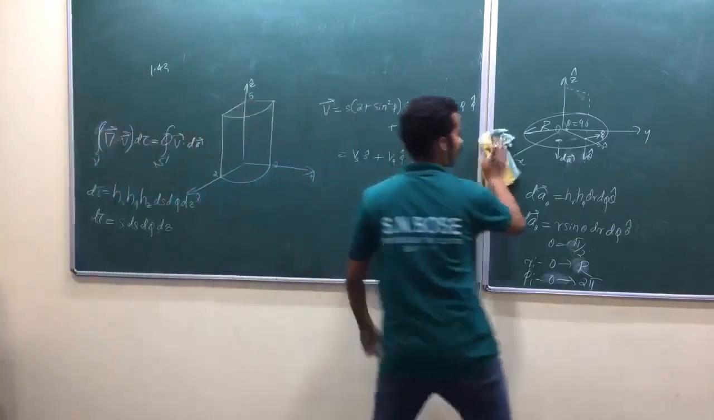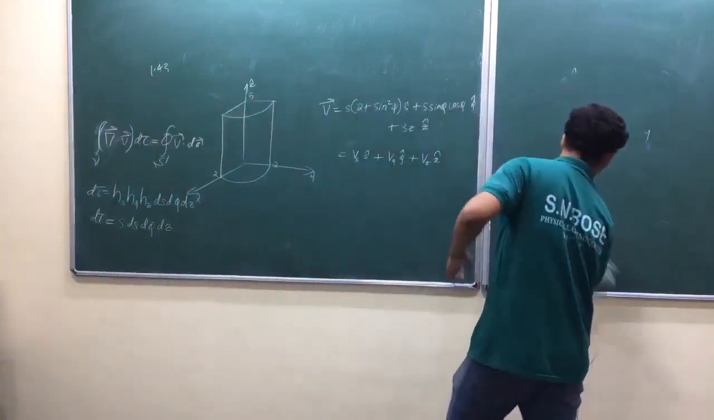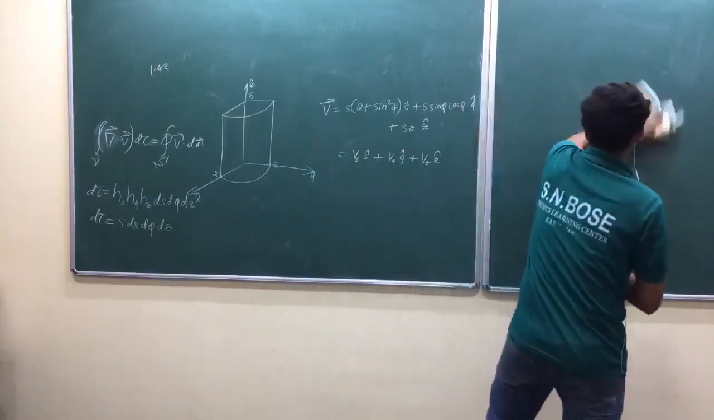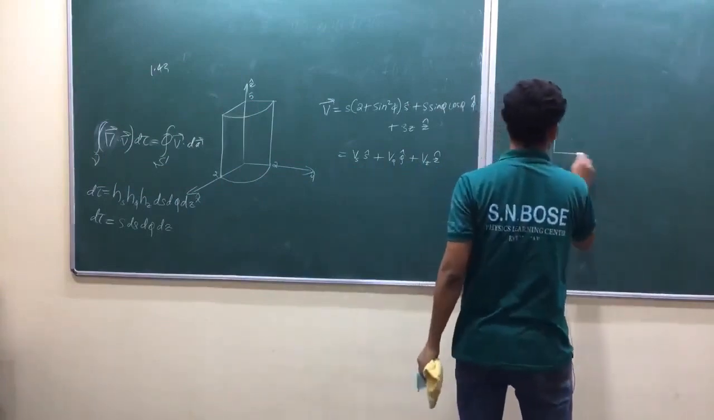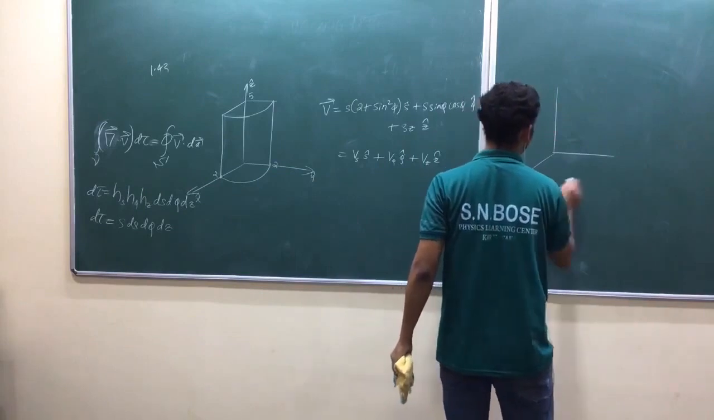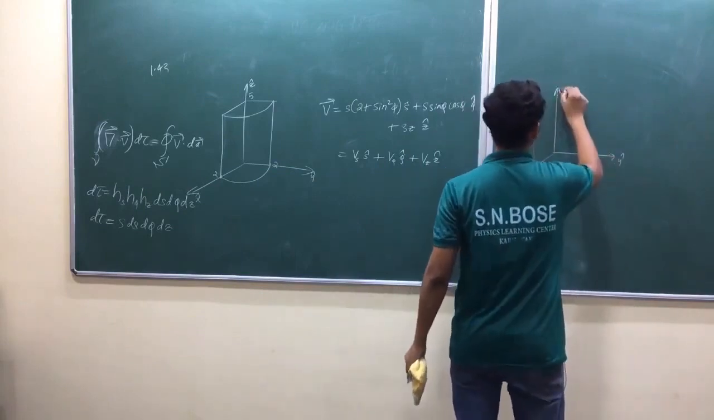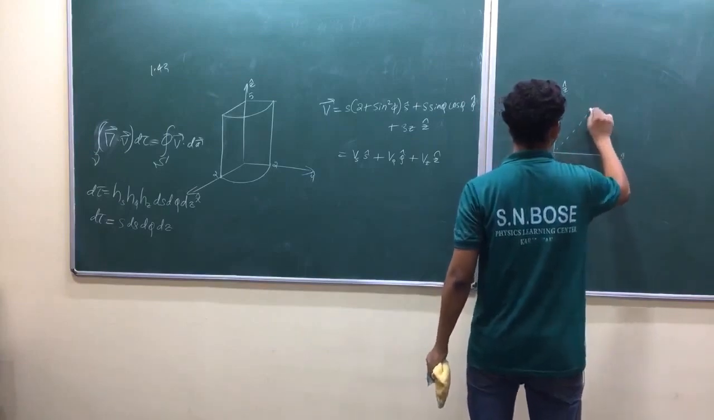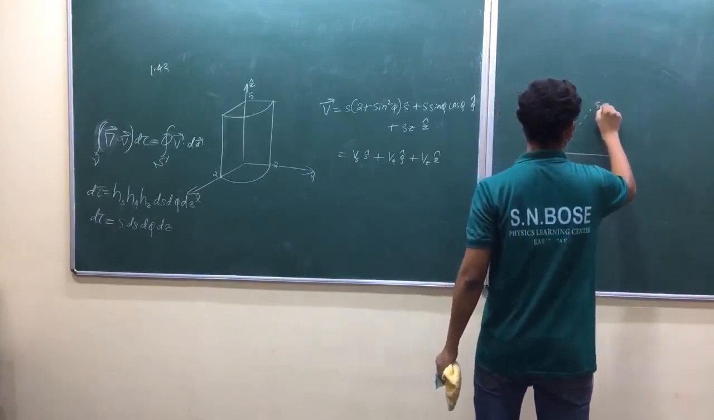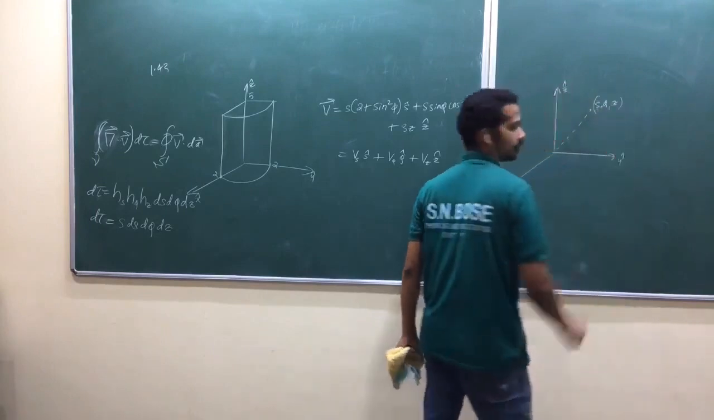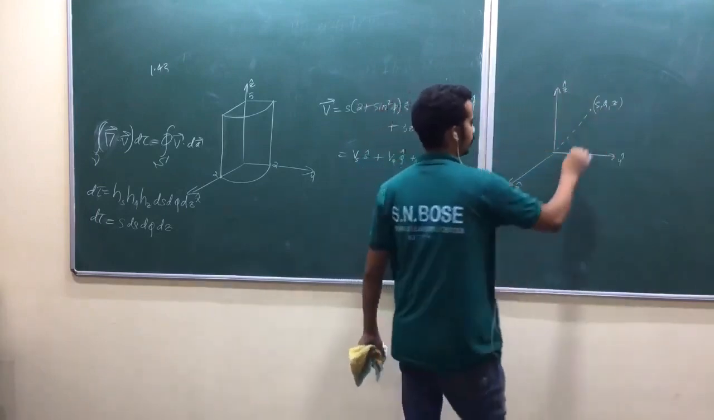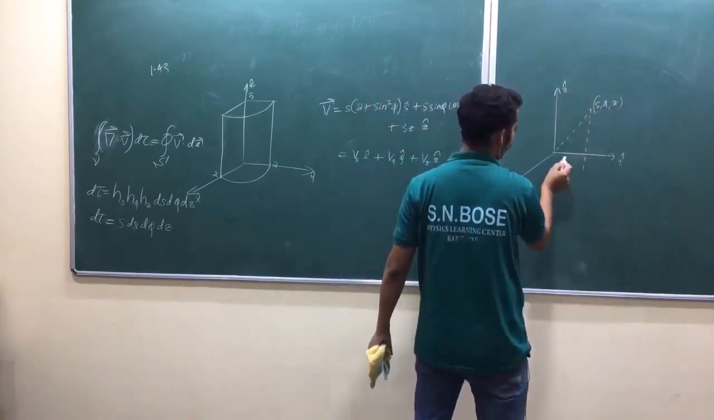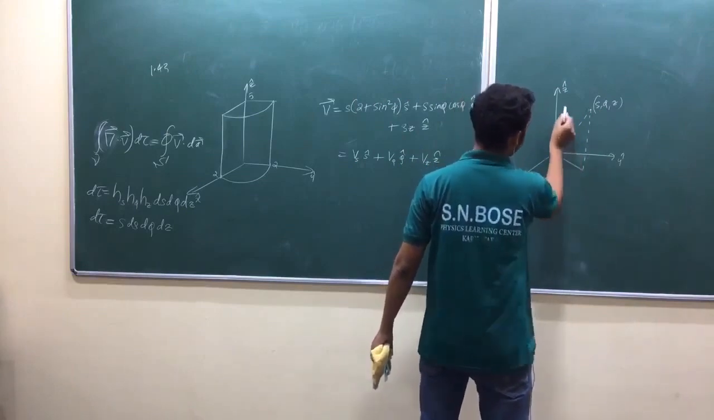Now again, you should understand the cylindrical coordinate system: x cap, y cap, z cap, am I right? We have written a point in space which can be represented by S, phi, z, am I right? Now you have to take one projection on the xy plane, am I right?